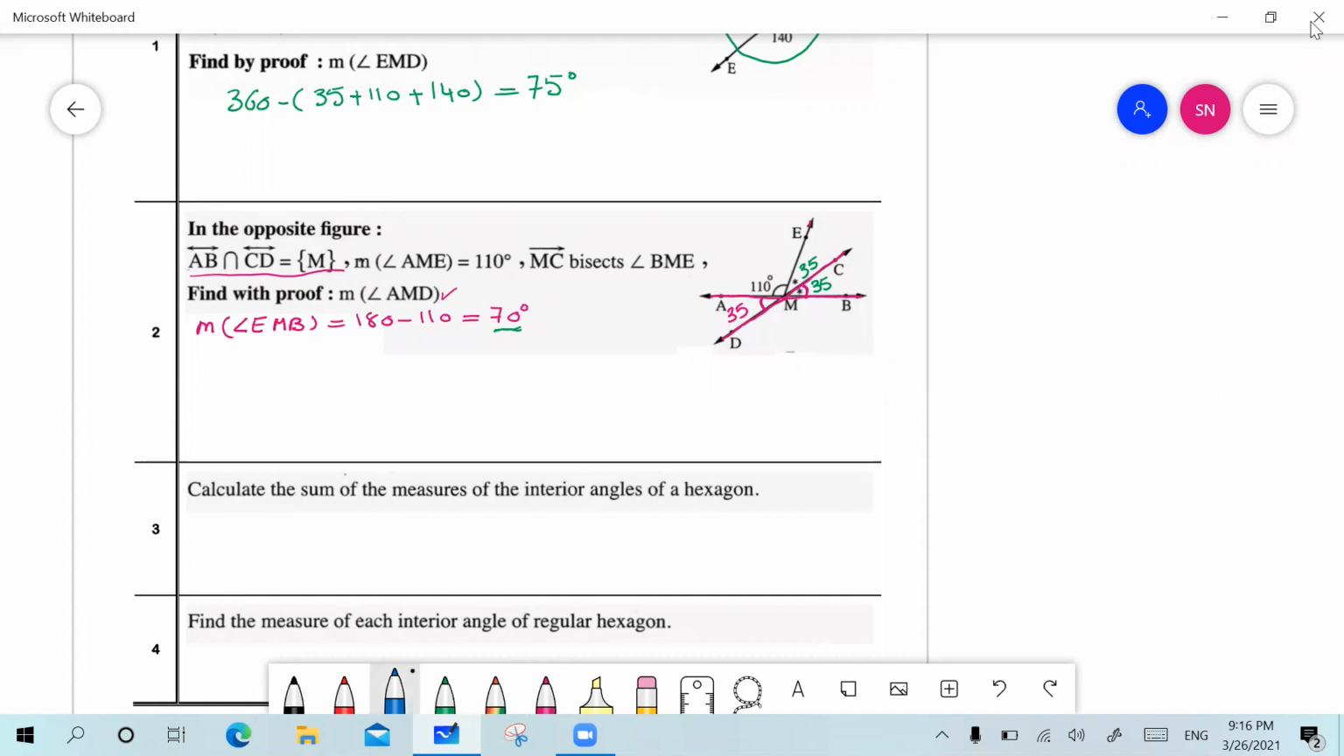So again, this means that I have measure of angle EMC is equal to measure of angle CMB equals to 70 divided by 2 equal to 35 degrees. And by knowing that I have vertically opposite angles due to the intersection of two lines, so measure of angle AMD, which is the angle he's looking for, equal to the measure of the angle CMB equal 35 degrees because they are vertically opposite angles. I'm going to lower hands now. And does anyone have a question?